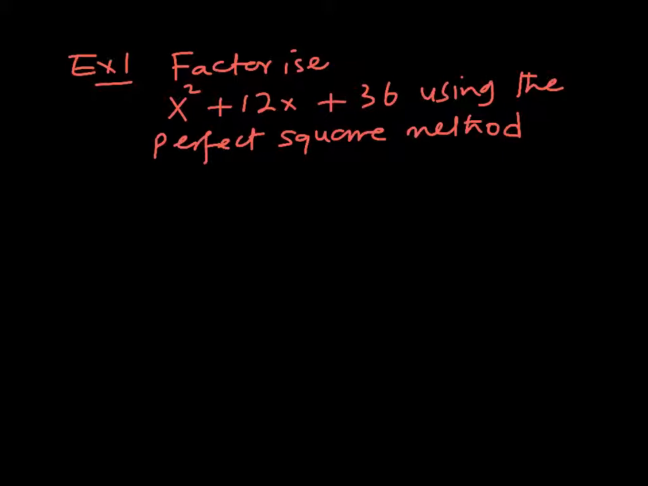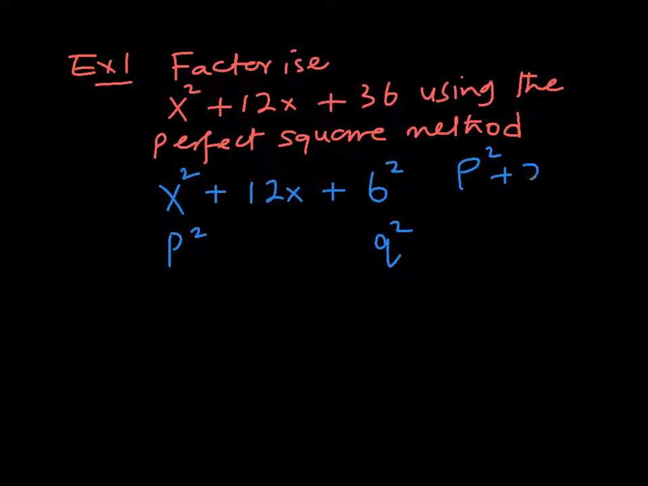So first, let's write this out differently. So this is x squared plus 12x plus 6 squared. Okay, so here we see that we have the P squared and then we have the Q squared. If you remember, the perfect square usually has this form, particularly the positive one, P squared plus 2PQ plus Q squared.